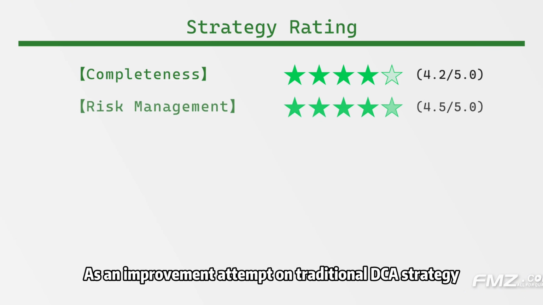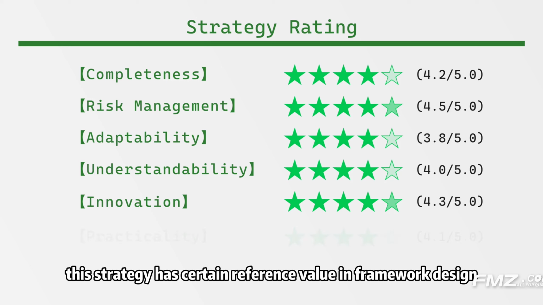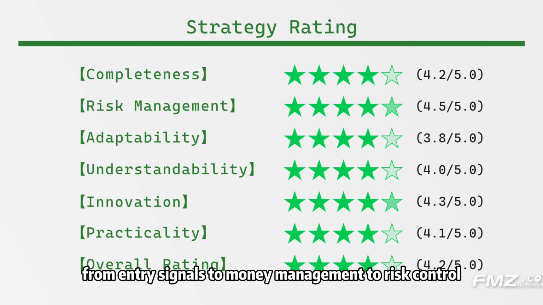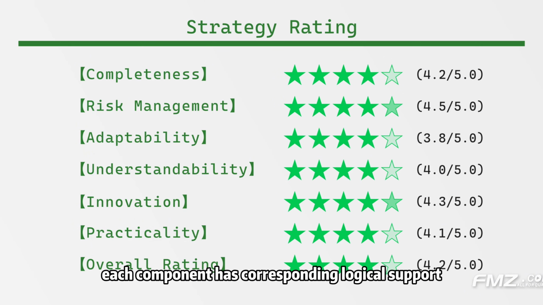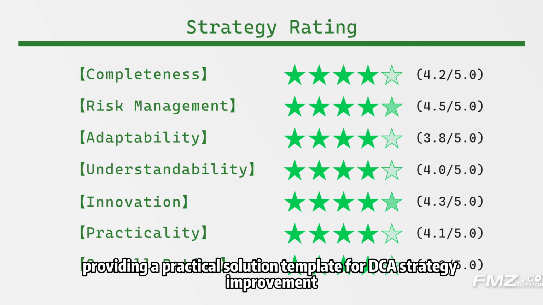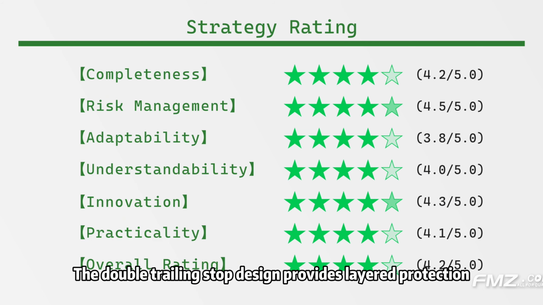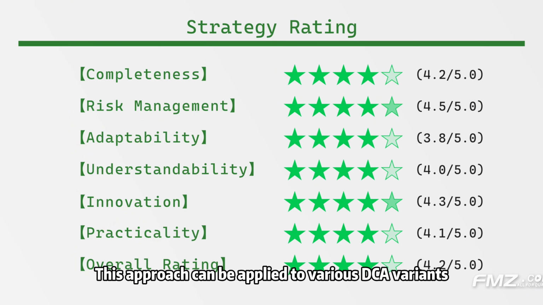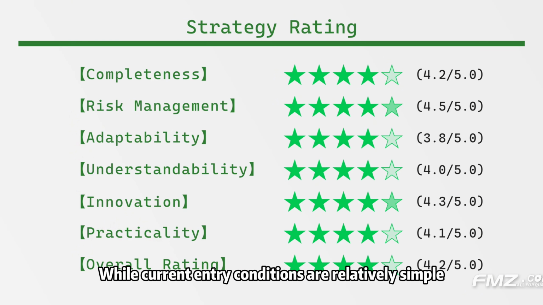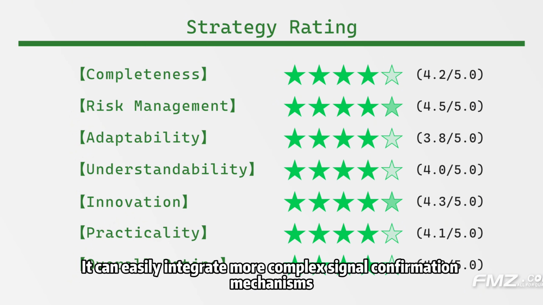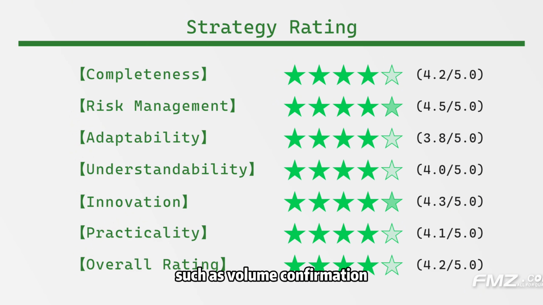As an improvement attempt on traditional DCA strategy, this strategy has certain reference value in framework design. Regarding strategy completeness, from entry signals to money management to risk control, each component has corresponding logical support, providing a practical solution template for DCA strategy improvement. Risk management performs well. The double trailing stop design provides layered protection. This approach can be applied to various DCA variants. While current entry conditions are relatively simple, mainly relying on EMA crossovers, this strategy framework leaves ample room for future optimization. It can easily integrate more complex signal confirmation mechanisms such as volume confirmation, multi-timeframe validation, or fundamental screening conditions.